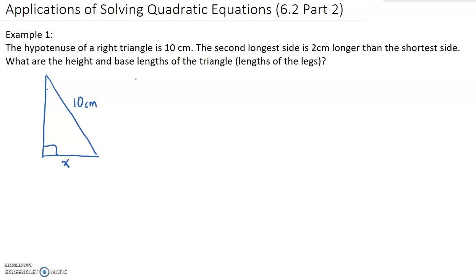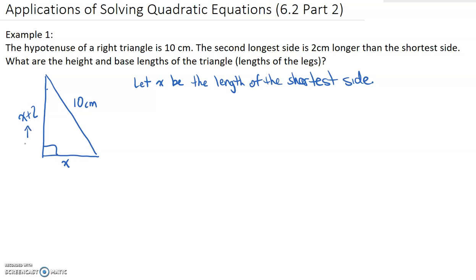So if this is the shortest side, let's let x be the length of the shorter side. Or in this case, not only the shorter side, but the shortest side. And then we need to define that, and then the other one just follows from that. It's 2 centimeters longer than that. What are the height and base lengths of the triangle? So what we're trying to find is x, and we're trying to find x plus 2, because this is like the height, and this is like the base. And so we can go ahead and solve that by using a quadratic equation.